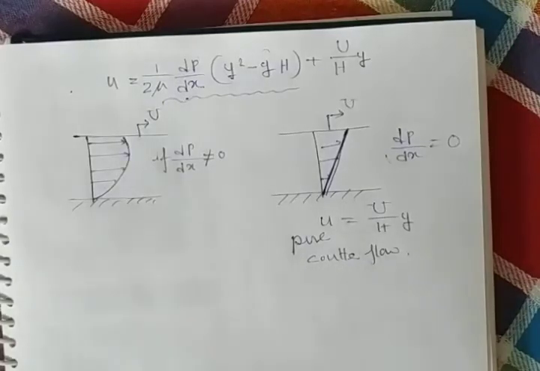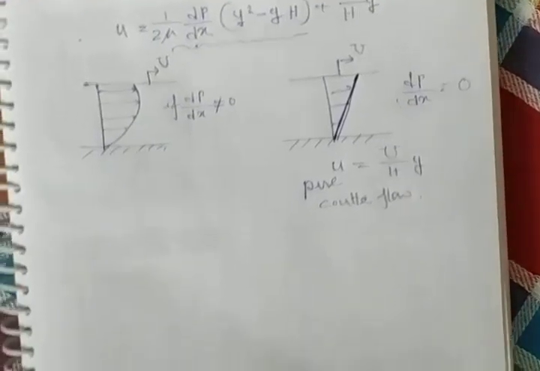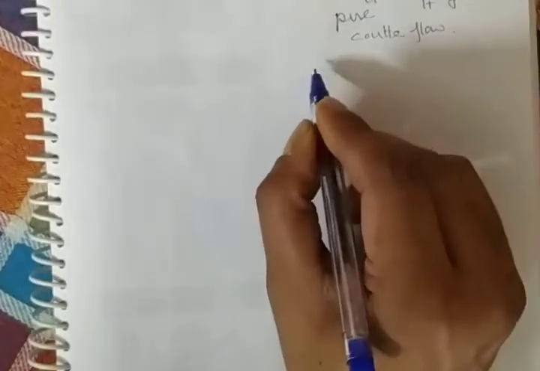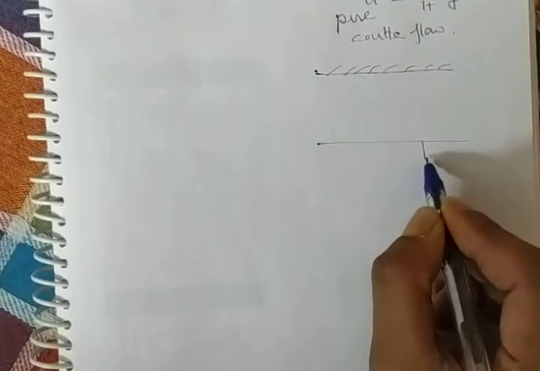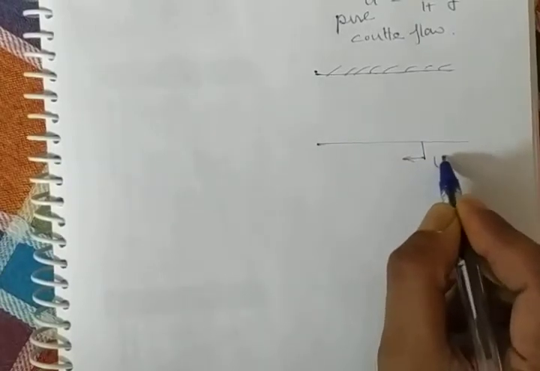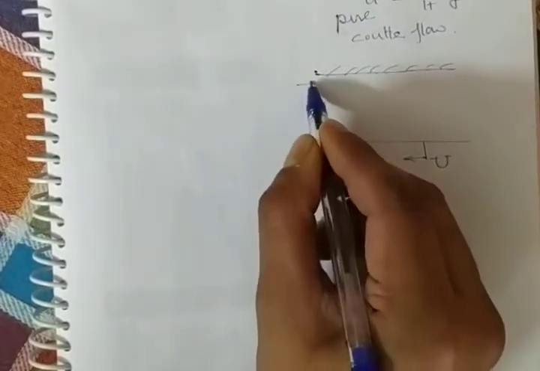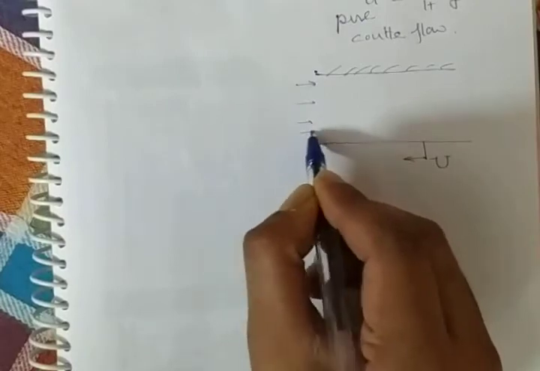Now consider another scenario. The upper plate is fixed and the lower plate is moving with a uniform velocity capital U in the opposite direction of the flow. This is the flow of the fluid and the plate is moving in the opposite direction. Then what will be the governing equation?